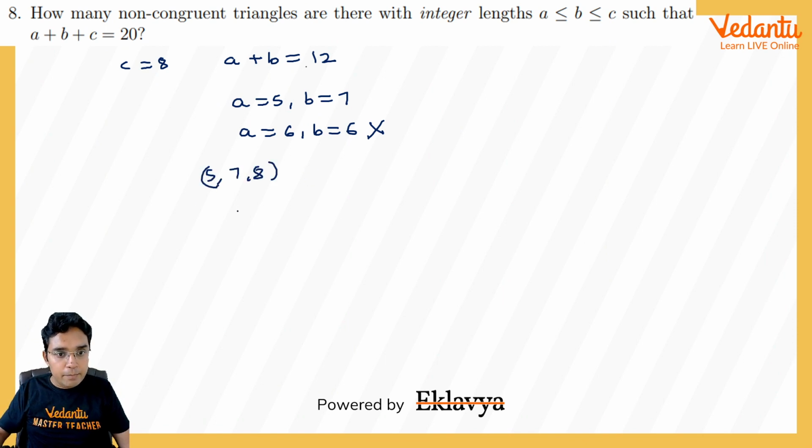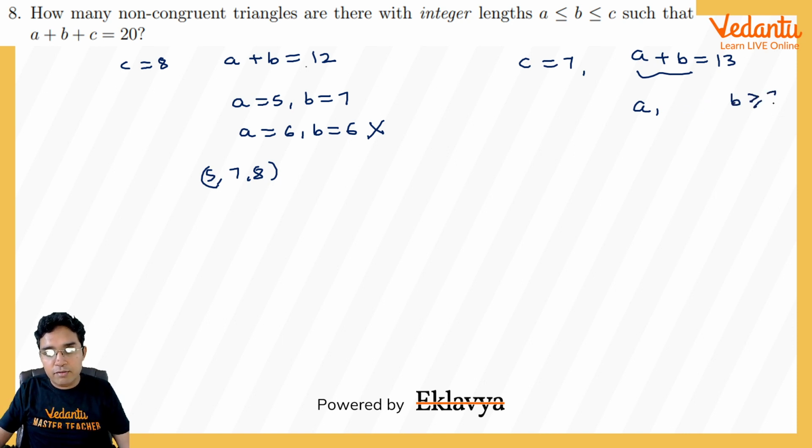What is next? Maybe we can choose C equal to 7. In this case A plus B will be equal to 13, but in this case at least one of A and B will be greater than or equal to 7, isn't it? Here I have to choose B greater than or equal to 7, then only my A will be greater than or equal to 6, and then only your sum of A plus B will be 13. So in this case there is no possibility.